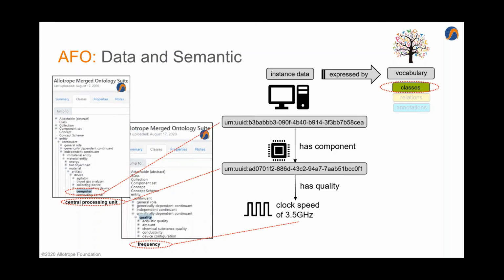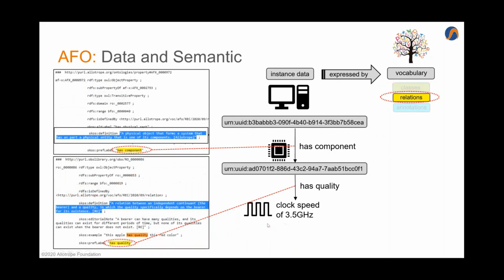So we'll start with the semantics about the classes. We have a node to represent the computer. The computer is a device, which is an artifact, material, and it is an independent continuum under entity. And the same as a device, we have a CPU. The reason it's not in the screenshot is that we don't have the term for a CPU yet. And for quality, which is a dependent continuum, we have frequency as a semantic.